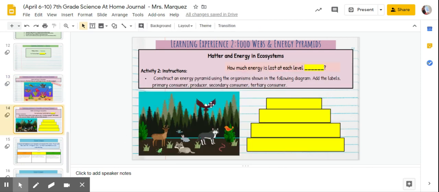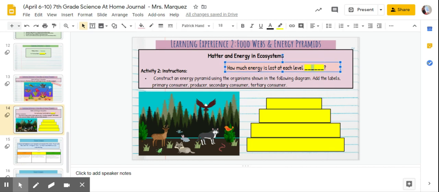Okay, next. All right, so it says activity 2, matter and energy ecosystem. How much energy is lost at each level? Well, we know that 10% goes up from each trophic level, right? So that means 90% is lost to like heat, body functions, things like that.